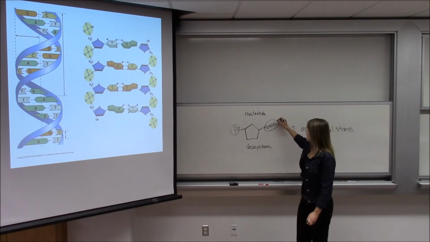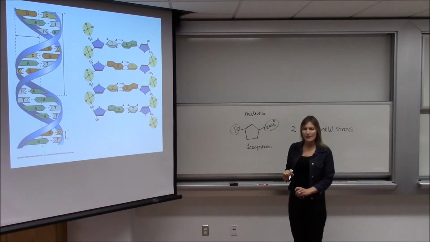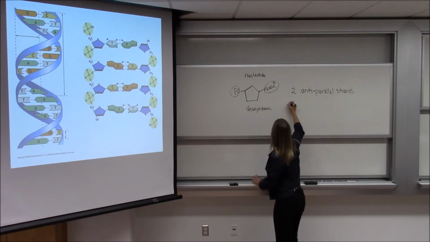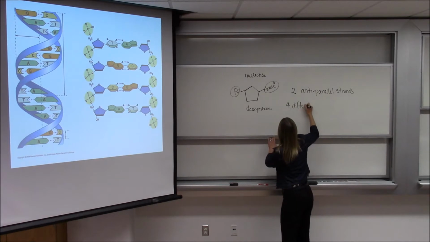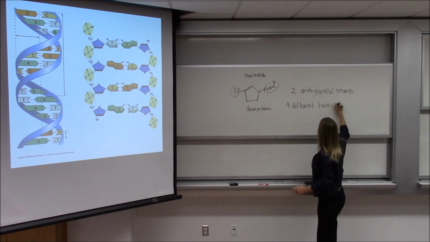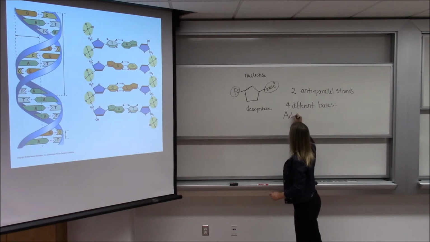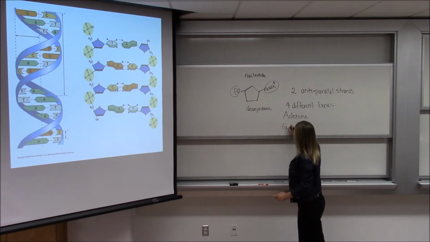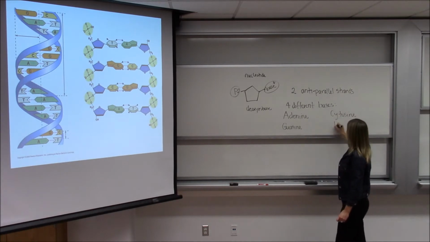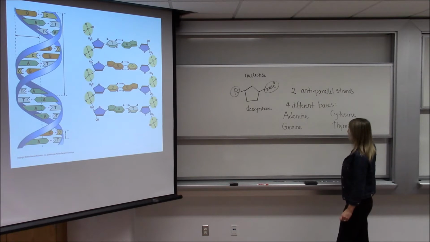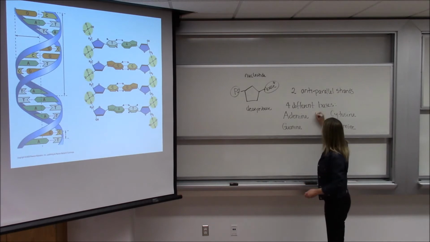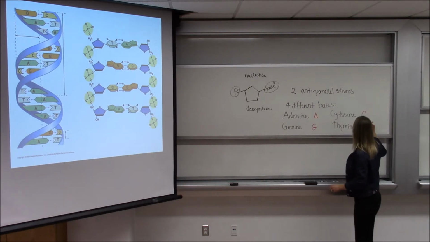You should also notice that here, this base can be one of 4 different bases for DNA. There are 4 different bases that can be in that location. In other words, there are 4 different nucleotides that string together to make the DNA strand. So 4 different bases: adenine, guanine, cytosine, and thymine. And we usually just represent those by their first letter: A, G, C, and T.